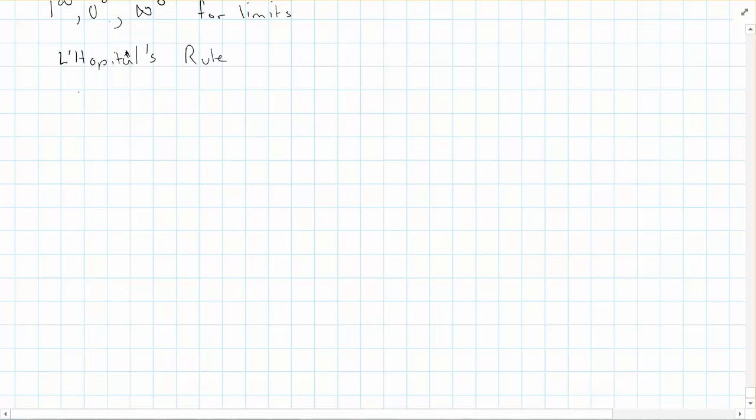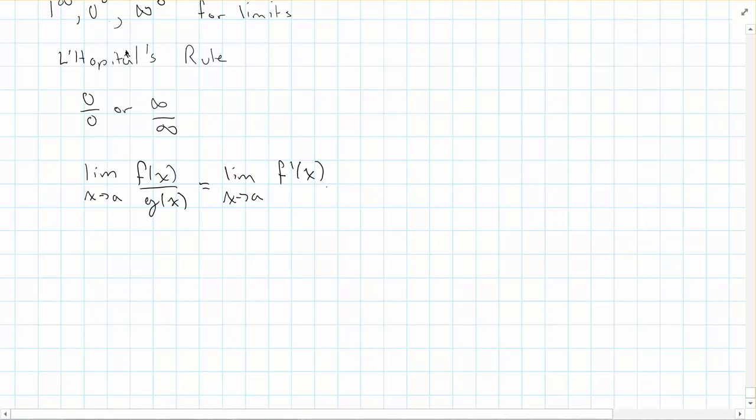And remember that if we're in the form 0 over 0 or infinity over infinity, what L'Hopital's rule states is that the limit as x approaches a of f(x) over g(x) is equal to the limit as x approaches a of f prime of x over g prime of x.